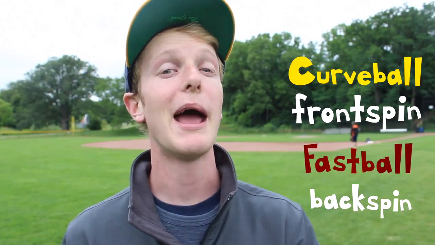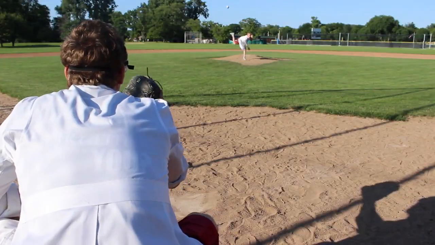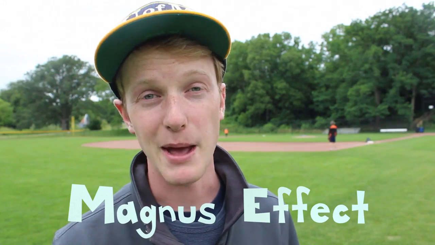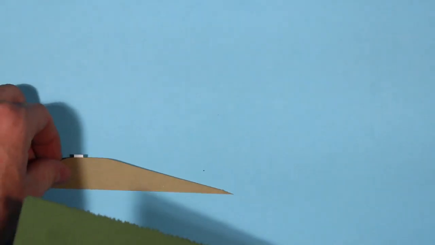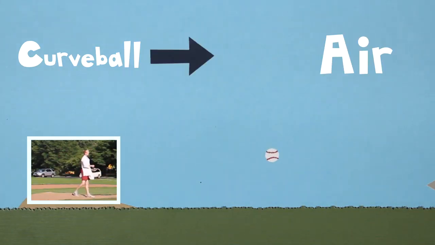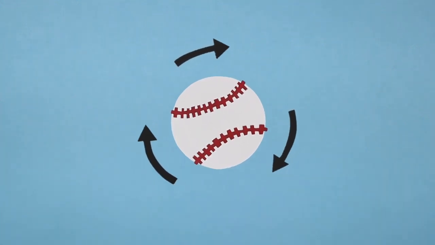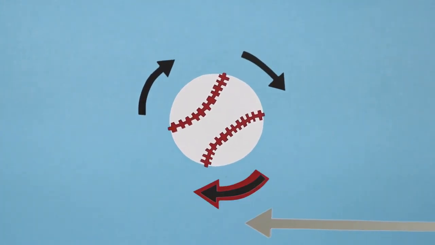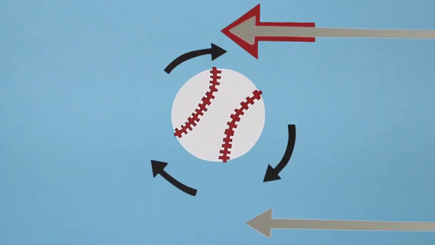which spins backwards. As a curveball travels towards the catcher, it maintains this front spin, and the Magnus effect comes into play. The Magnus effect. It's physics. Okay, so basically it's all about that front spin. If a curveball is traveling in this direction, air is moving past the ball in the opposite direction. So if we take a look, we can see that because of the rotation, the bottom of the ball is moving in the same direction as the air, but the top is moving in the opposite direction.